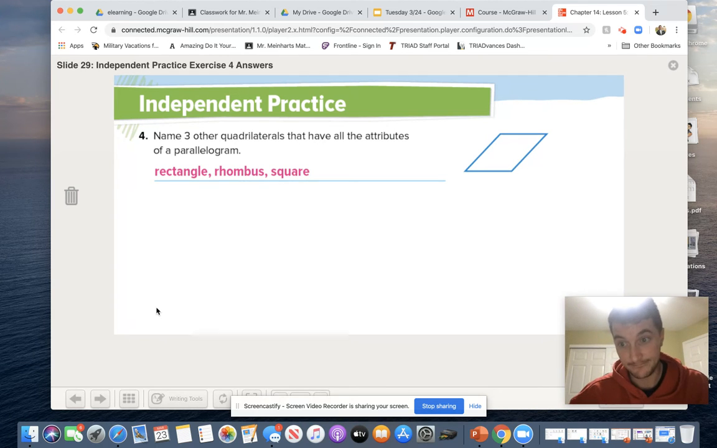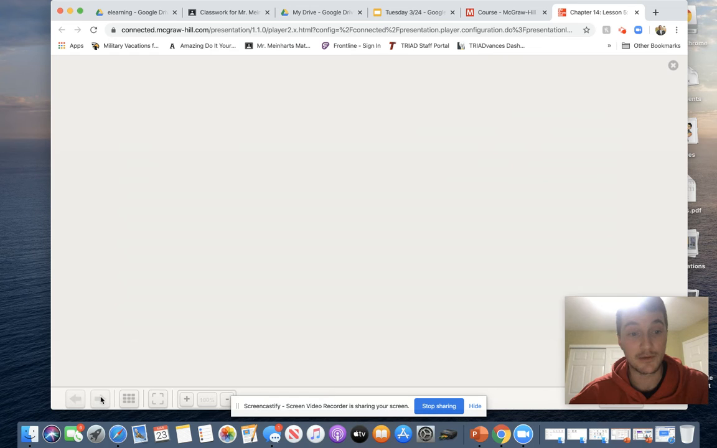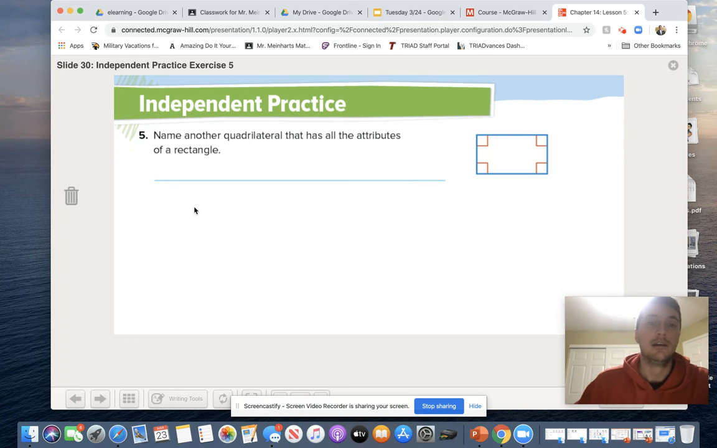Okay. Make sure you're using that paper. That paper is going to help you tremendously. Name another quadrilateral that has all the attributes of a rectangle.